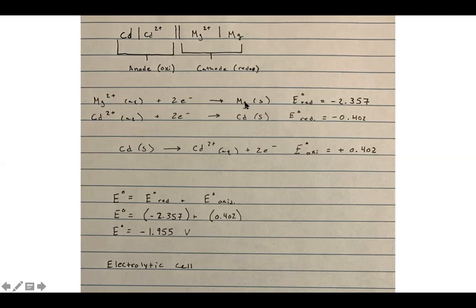And when I add these two equations together, I can find the E0 value of my cell by taking the reduction potential from the magnesium equation, adding it to the oxidation potential from the cadmium equation, and that would give me an E0 value, or a cell potential value, of negative 1.955 volts. Okay, and so I also asked what type of cell this is, right? If a cell has a negative E value, that means that it is an electrolytic cell.